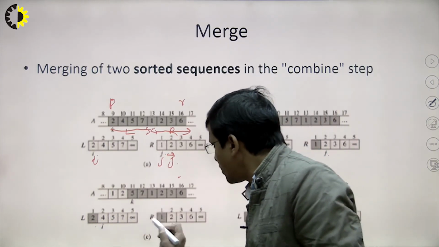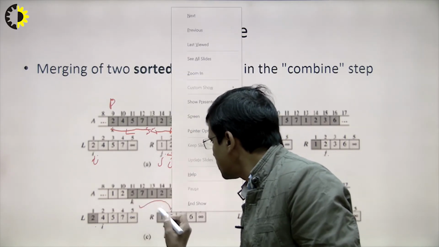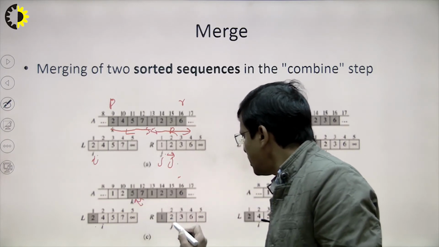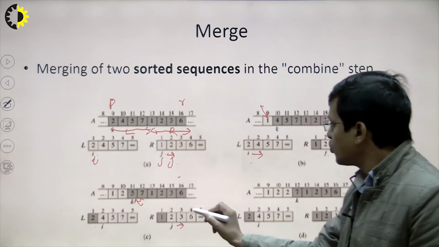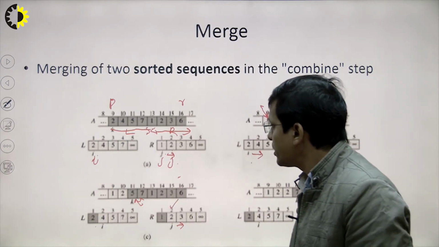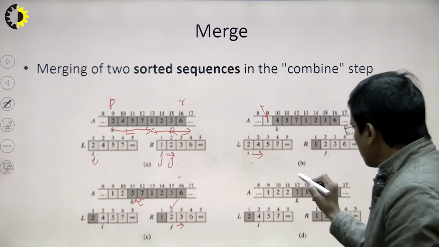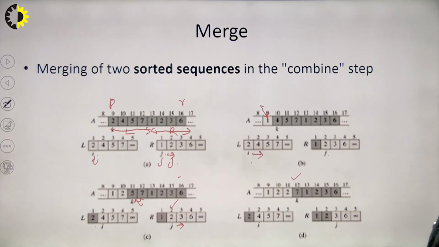Similarly again we have to compare 4 and 2. 2 is smaller, so 2 will be placed here, and J will be moved forward. So now we get this one. No, 2 is already there. 2 is not forwarded actually. So first of all we have to place the 2 with 5. So now we get this one.